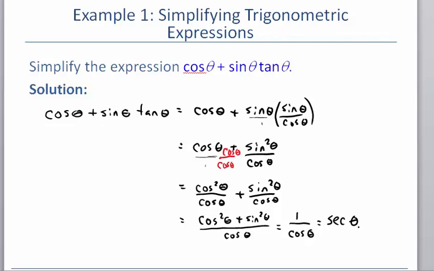All right, so what we have just done is we've taken our original problem and we've simplified it down to secant. Okay, so let's look at one more.